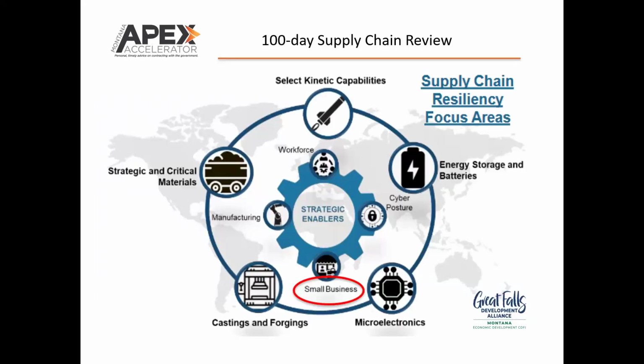Deputy Secretary Hicks said, by modernizing our approach to supply chain resilience, DoD can deliver decisive advantages to our warfighter in a dynamic threat landscape. In the report, they showed how they are going to do that. This is a copy of the 100-day supply chain review. As you can see, they have included small business in this review.